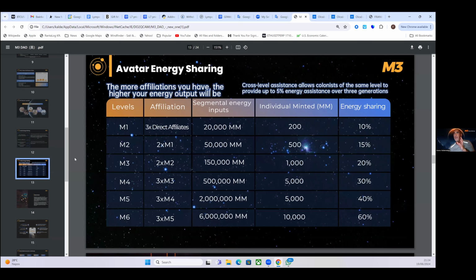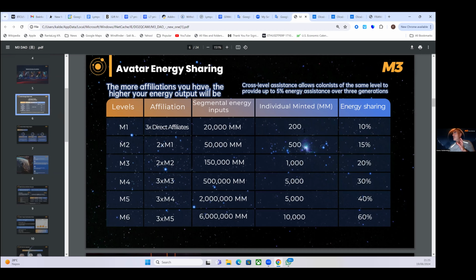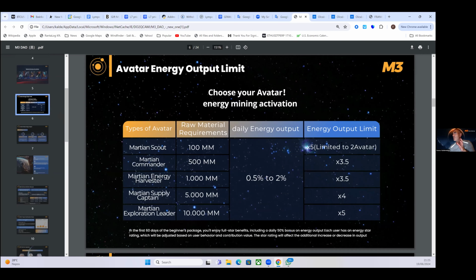What I mean by filled, I just showed you before, it reaches the energy output limit here, 3.5 times, 4 times, 5 times. So basically, if you understand this kind of explanation, you will go easily through this presentation.